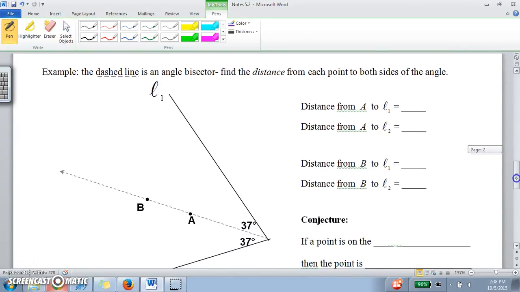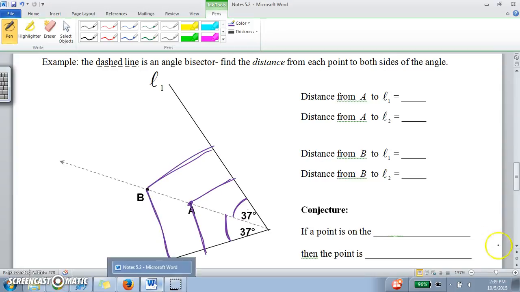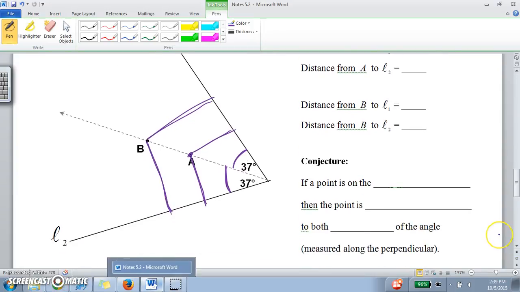On the back, if we were in class, we would actually measure the distance from A to this line, and A to this line, B to this line, and B to this line. We would find that the distances from these points to each side of this angle are the same, since this is an angle bisector, and these pieces are congruent, they're both 37 degrees. So a point on the angle bisector is the same distance away from both sides of the angle, just like a point on the perpendicular bisector is the same distance away from both endpoints.